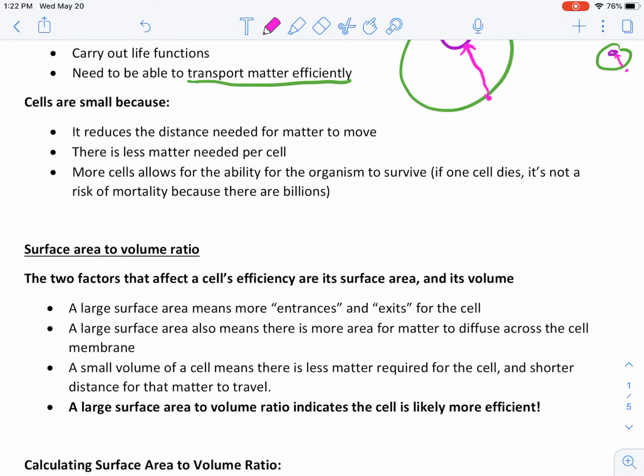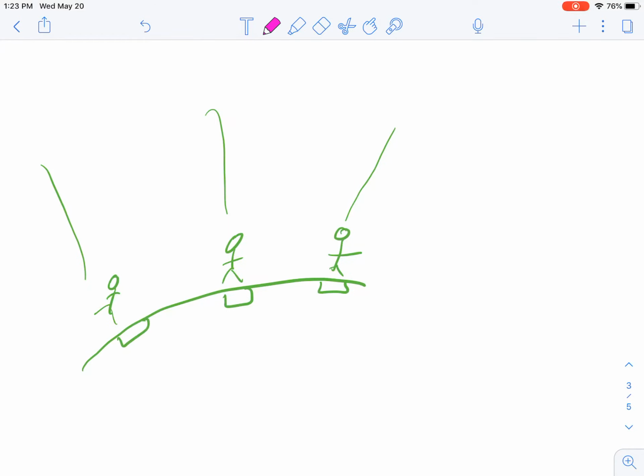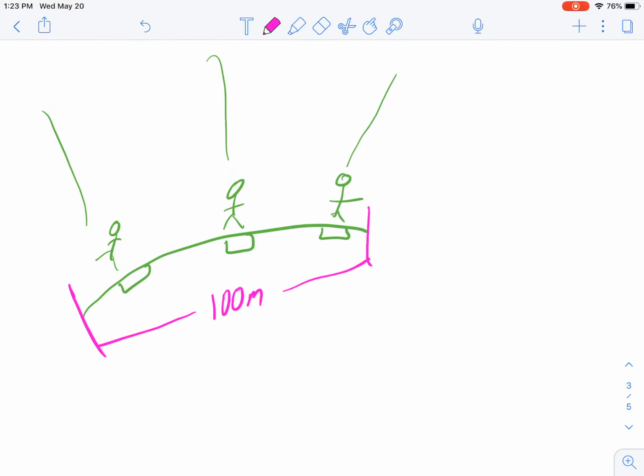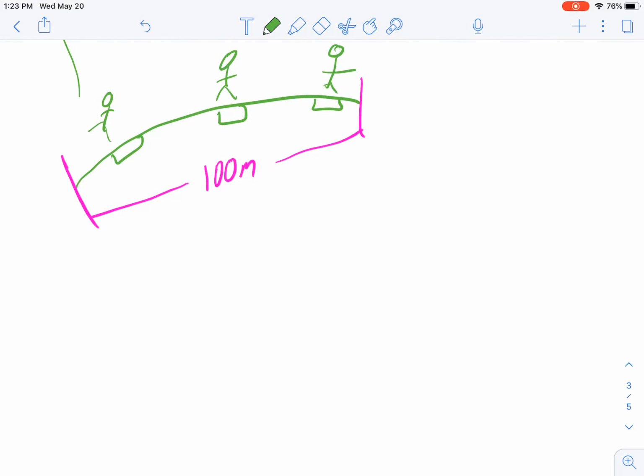Now, what we look at in order to get our surface area and volume, and why we care about that, is because if you have a really large surface area, you have more entrances and exits for things to get in and out of the cell. So if I have a little example down here, let's say you're going to Disneyland. And Disneyland, you have these 3 gates. So we're just going to look at this. Let's call that 100 meters of entrance. And Disneyland wants to get people in as fast and efficiently as possible. So instead of just leaving it as these 3 entrances, what they could do is take their gates and make them like this.